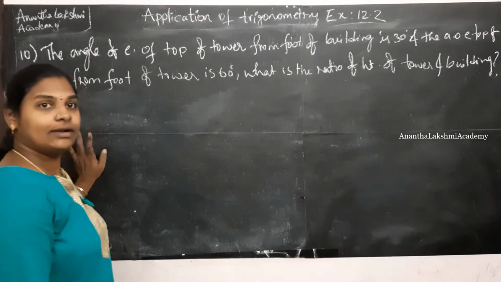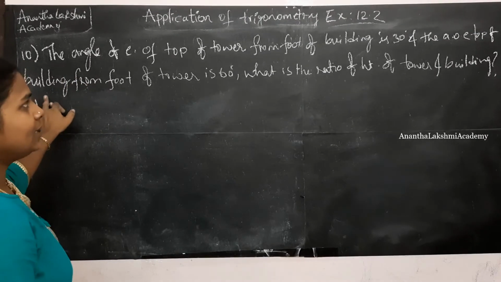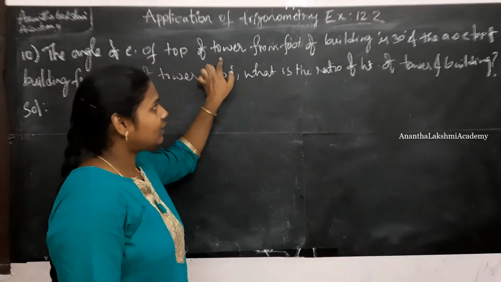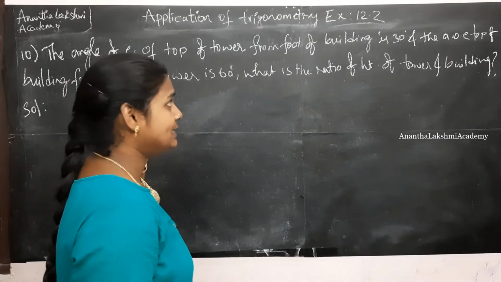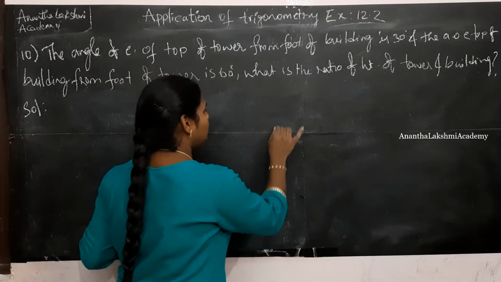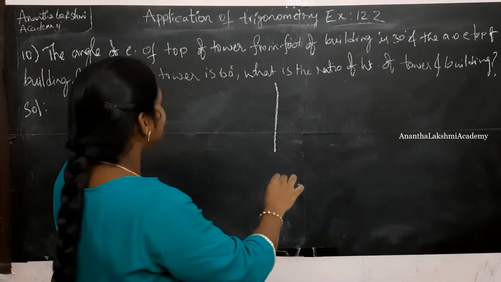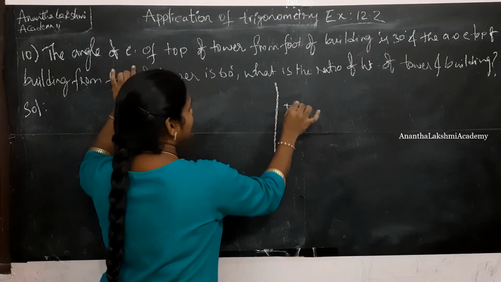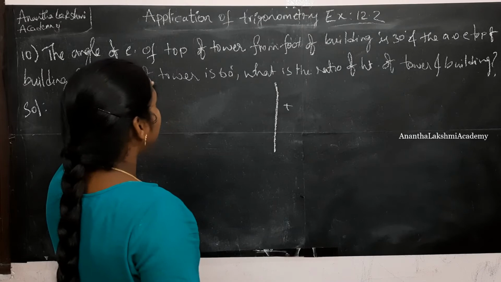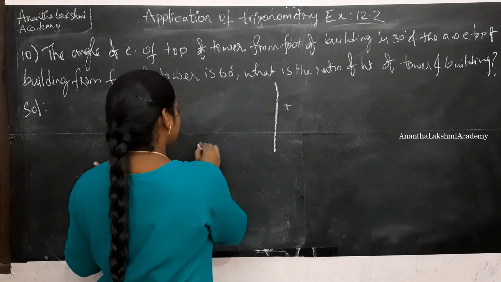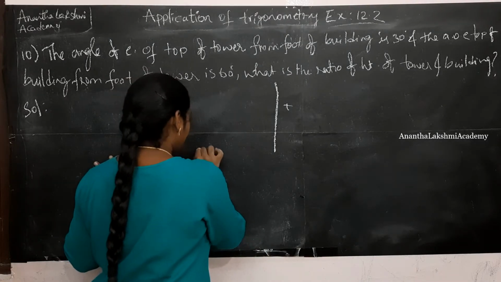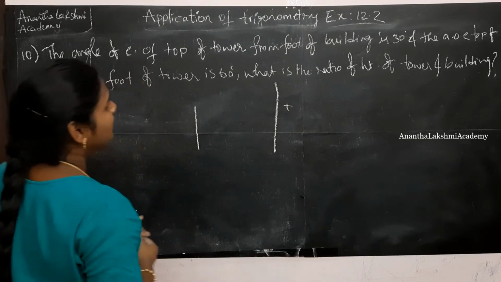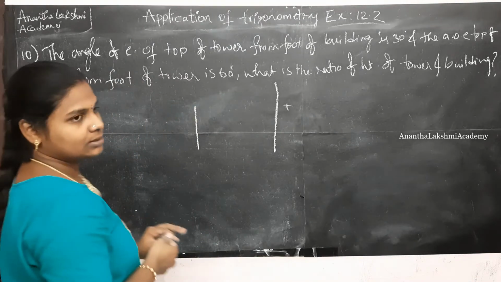So we are here with problem number 10. Let's read out the problem. The angle of elevation of the top of the tower from the foot of a building is 30 degrees. So here we have two entities. One is the tower. Let us assume this is tower T, and the foot of the building is, okay, we have one more building. All right, the building is 30 degrees.